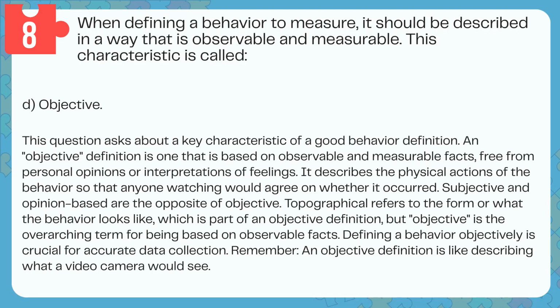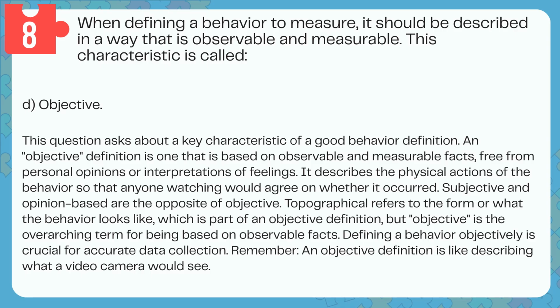Answer: D, objective. This question asks about a key characteristic of a good behavior definition. An objective definition is one that is based on observable and measurable facts, free from personal opinions or interpretations of feelings. It describes the physical actions of the behavior so that anyone watching would agree on whether it occurred.